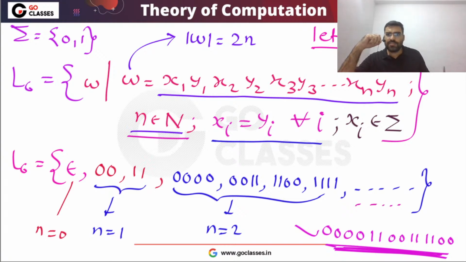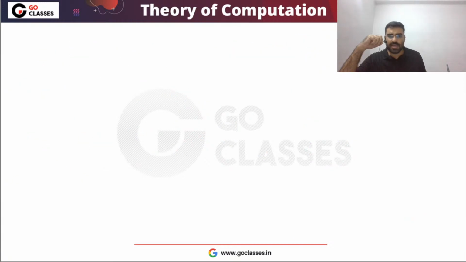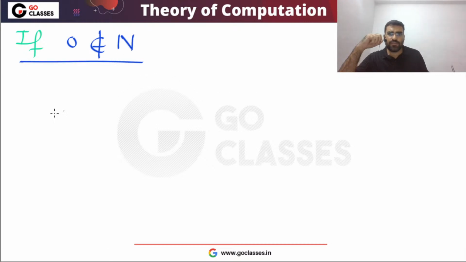If 0 is not a natural number, then what will be the answer? If you don't take 0 as a natural number, if 0 does not belong to natural numbers, then what will be the L6? Then remember, the empty string will not belong to L6. So L6 will be like this.